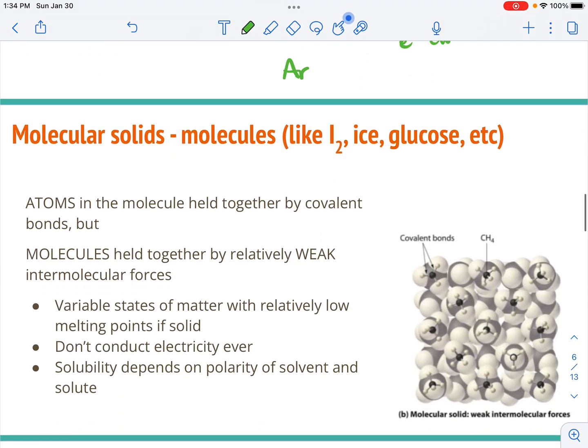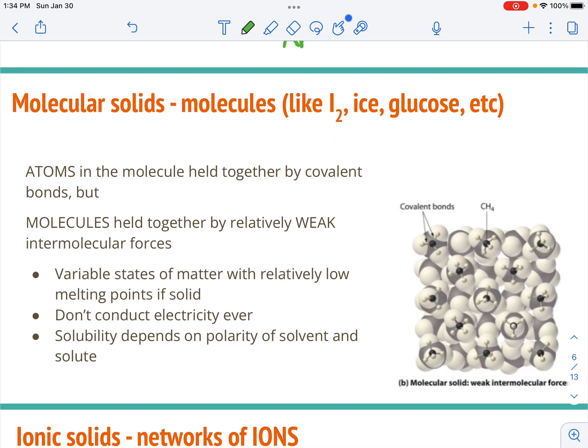We often will find those mixed in the same questions as molecular solids, and that's because it is the intermolecular forces that still come into play. The atoms in the molecule are held together by covalent bonds. You can see in this image that we have covalent bonds holding the molecule together, and in between the CH4 molecule and the next CH4 molecule are the intermolecular forces. Remember that these are relatively weak in comparison to covalent bonds, and that they give us a variable state of matter.